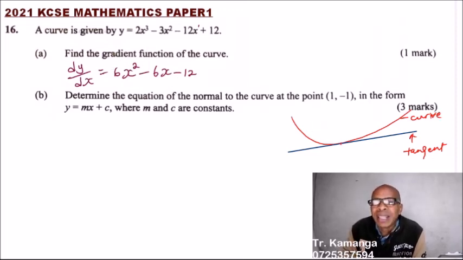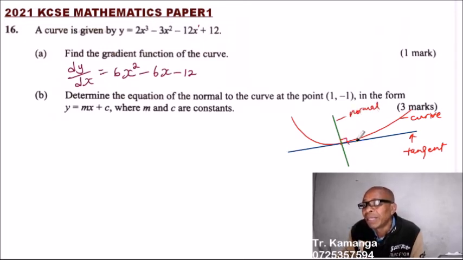So a line that is perpendicular to this tangent is what we call the normal. So this is the normal. Perpendicular, that is, they make an angle of 90 degrees.